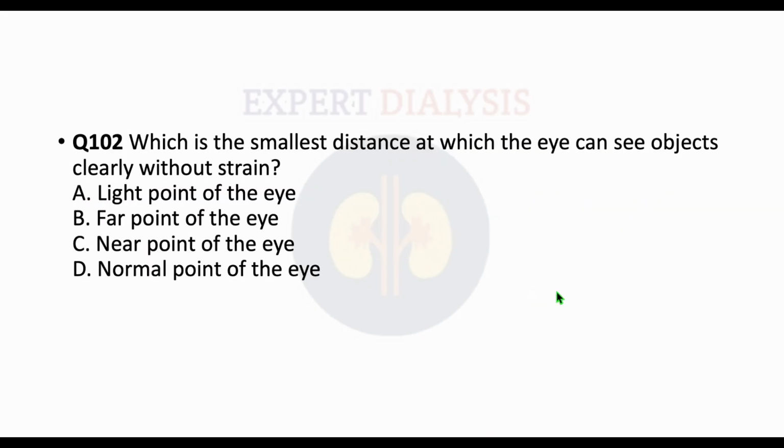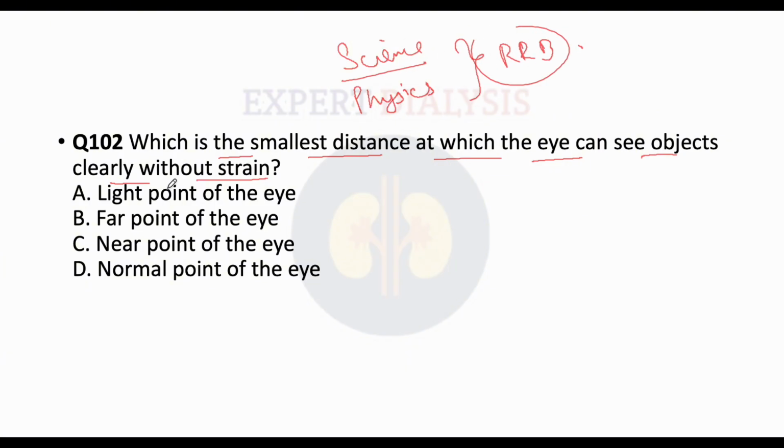Moving to the second question, it says which is the smallest distance at which the eye can see objects clearly without strain? This question is from the physics part of the science segment asked in RRB. You need to know the basics of these questions because they are also asked, and their weightage is around 10 questions from the general science segment in the RRB exam. So make sure you also revise such questions.